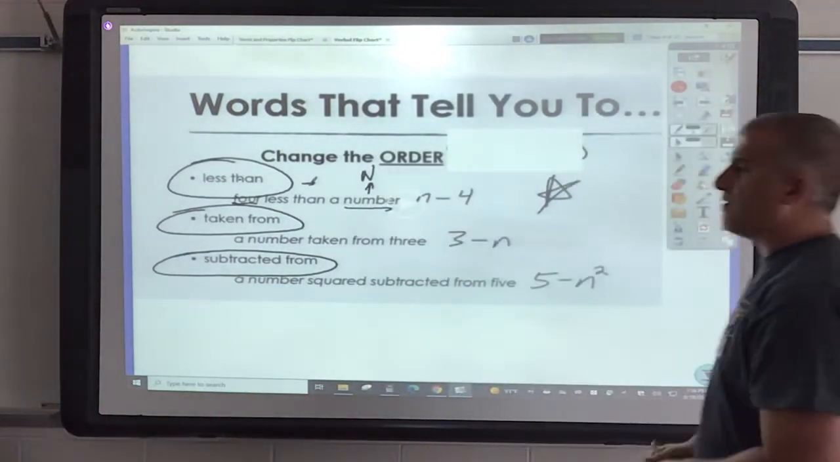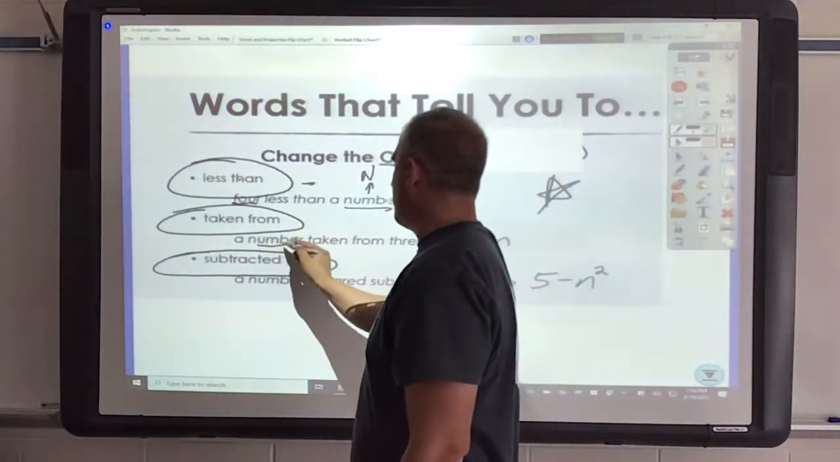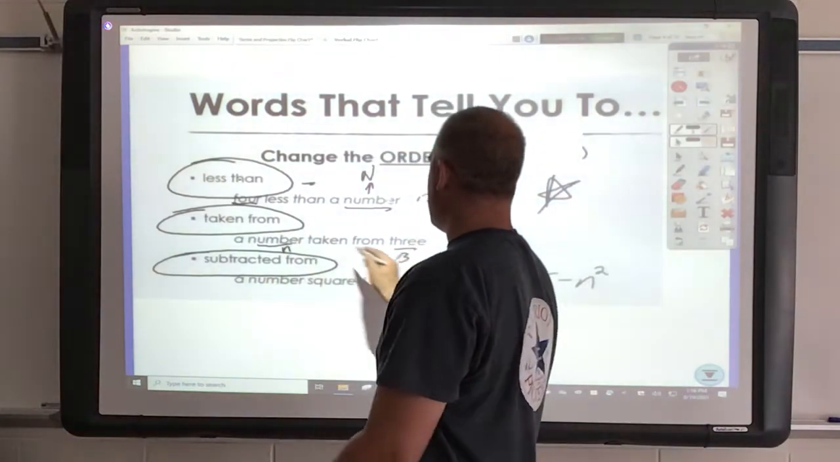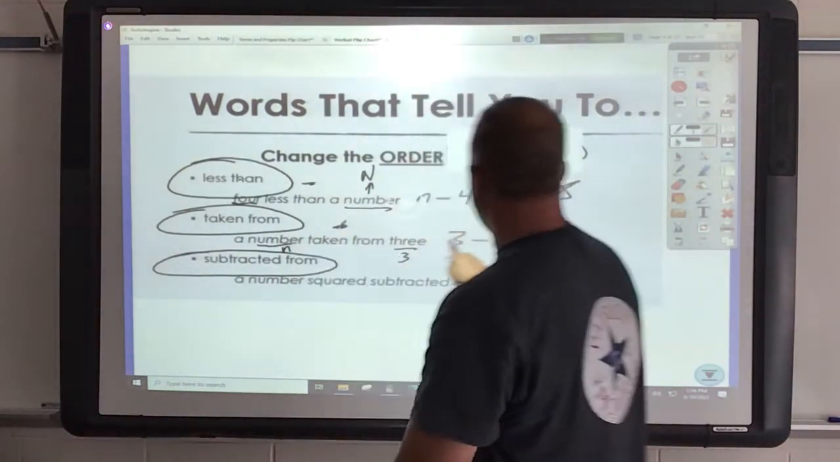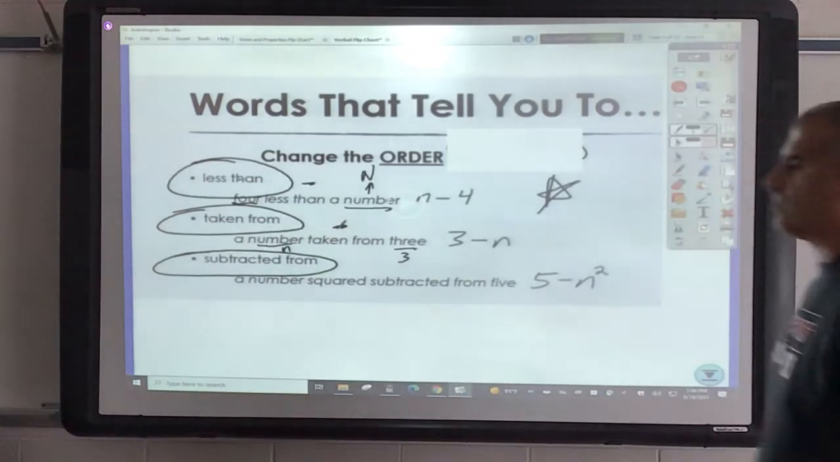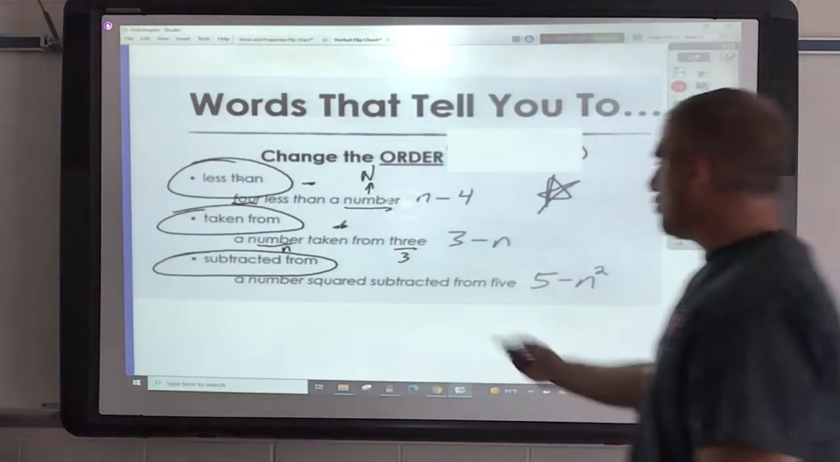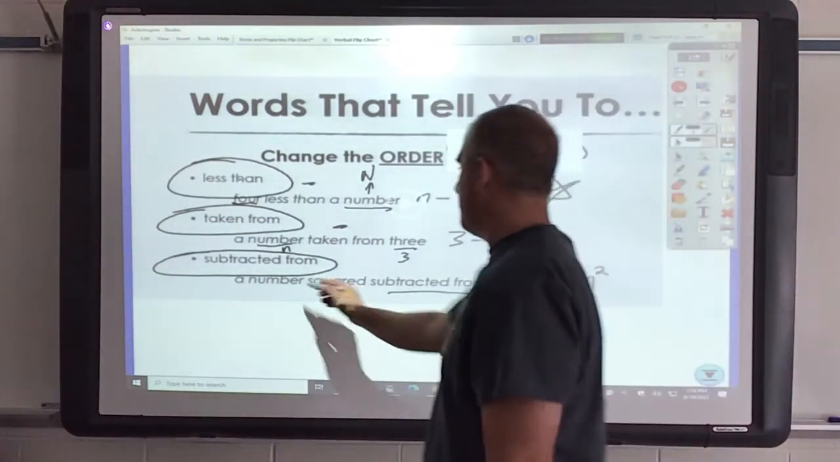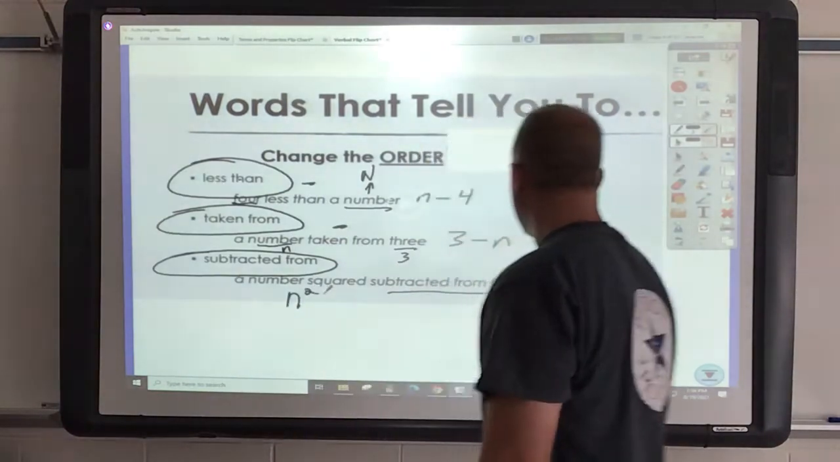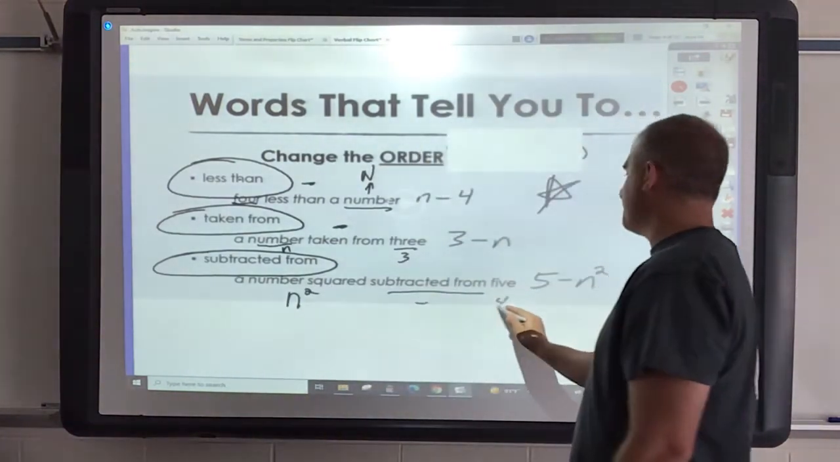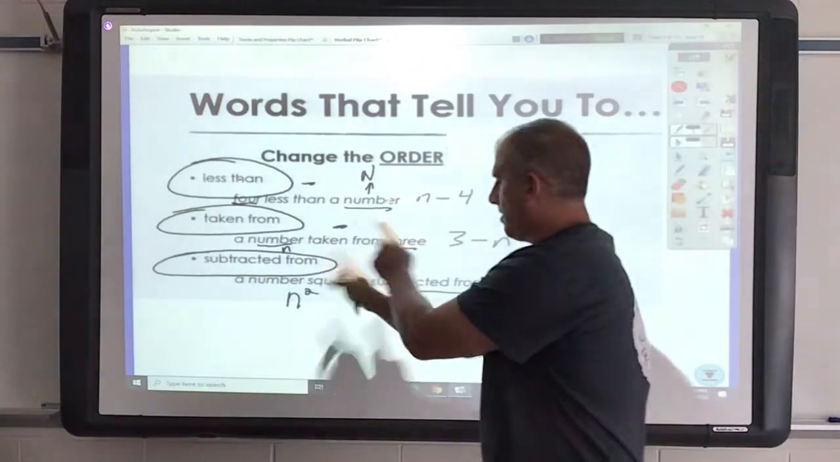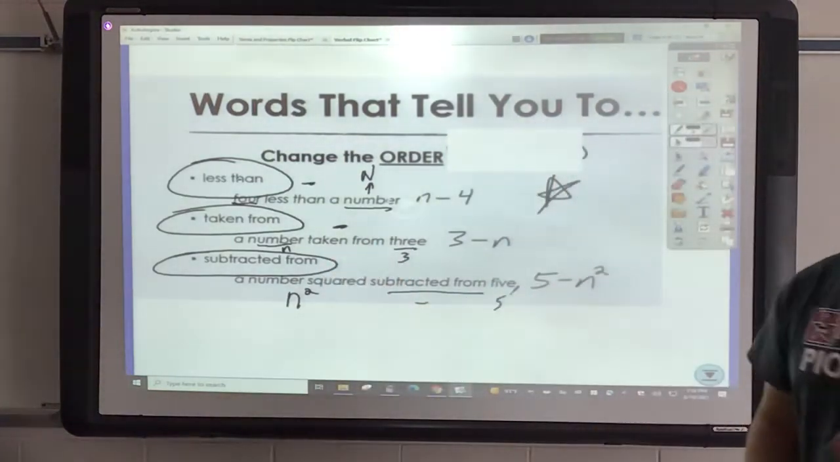The same thing for taken away from. A number, n, taken away from 3. We know that's minus, but instead of n minus 3, it switches over as 3 minus n. A number squared subtracted from 5. A number squared, so n squared, subtracted from, so minus, 5. But once again, these are one of the ones that flip it around. And we'll get into those in a little bit.